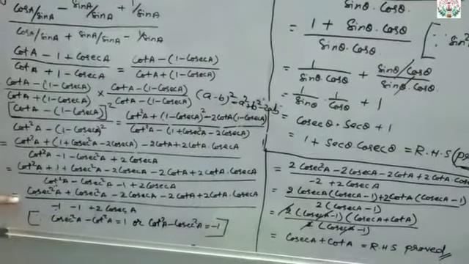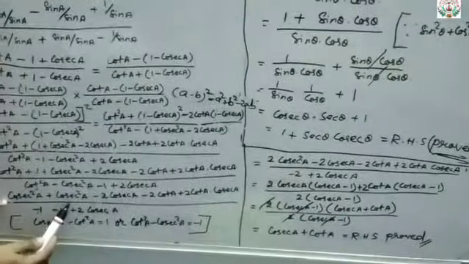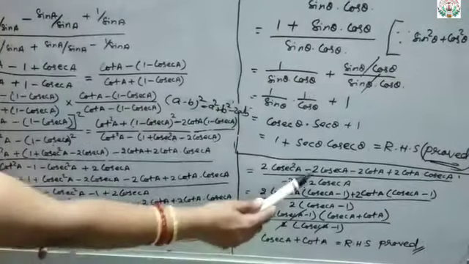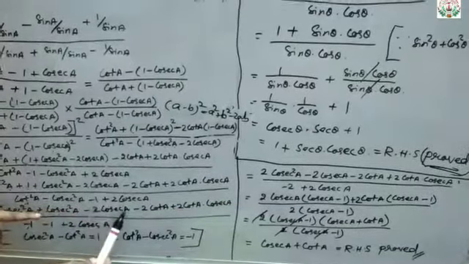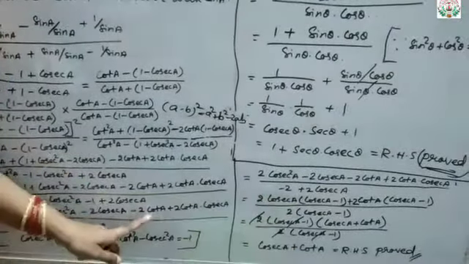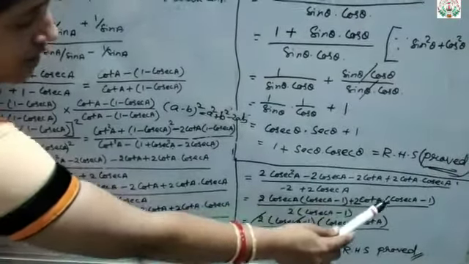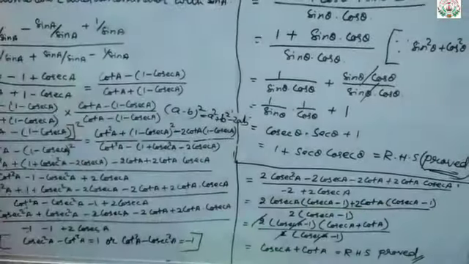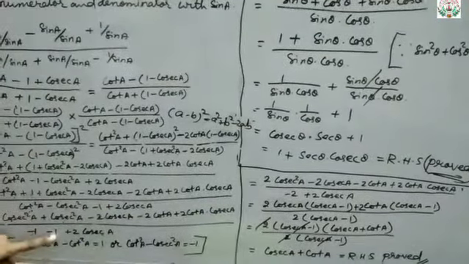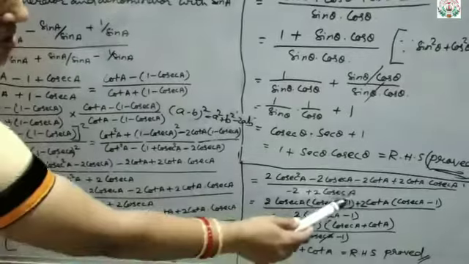Okay. So now from here we will see this side. That equals 2 cosec square A, because cosec square A plus cosec square A will be 2 cosec square A, plus, then again the minus sign is there, minus 2 cosec A, again minus 2 cot A, then plus sign, 2 cot A into cosec A. Numerator, got it. Denominator, what is there? Minus 1 minus 1 will be minus 2, plus 2 cosec A.